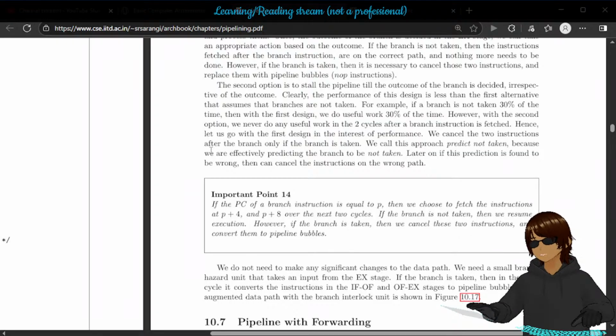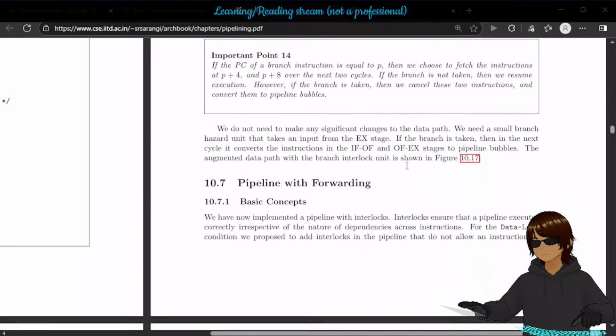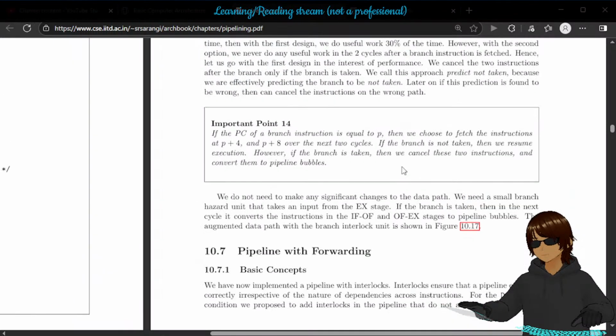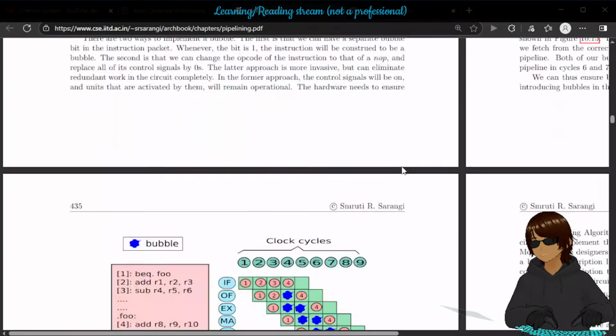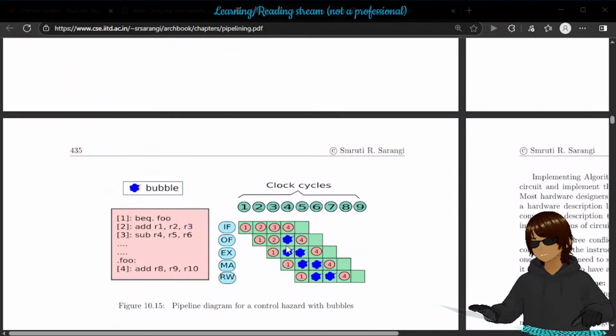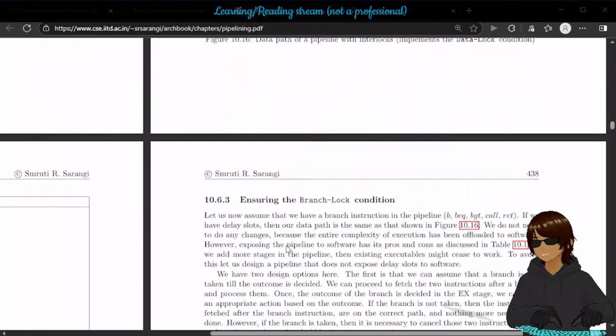We cancel the two instructions after the branch only if the branch is taken. We can call this approach predict not taken, because we are effectively predicting the branch to be not taken. Later on, if this prediction is found to be false, then we can cancel the instructions on the wrong path. Basically, what they were talking about last time, where they turn instructions 2 and 3 into nop instructions.